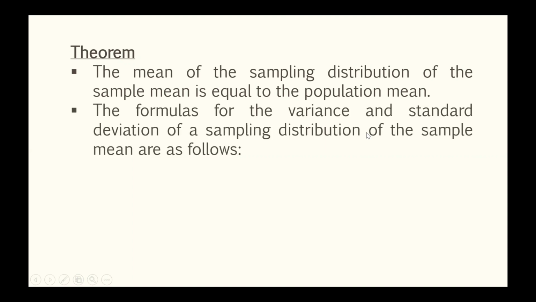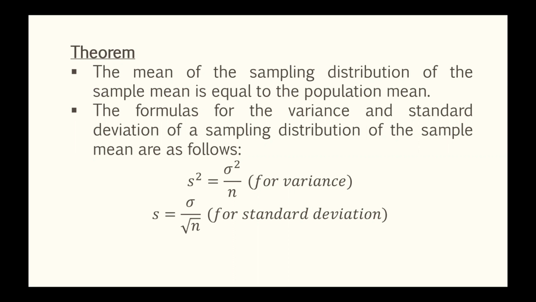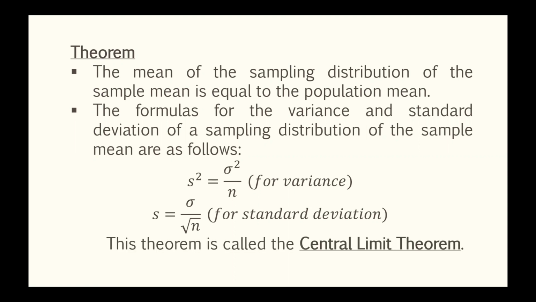The formulas for the variance and standard deviation of a sampling distribution of the sample mean are as follows. We have S squared equal to sigma squared over n. And for the standard deviation, we have S equal to sigma over the square root of n. This theorem is called the central limit theorem.